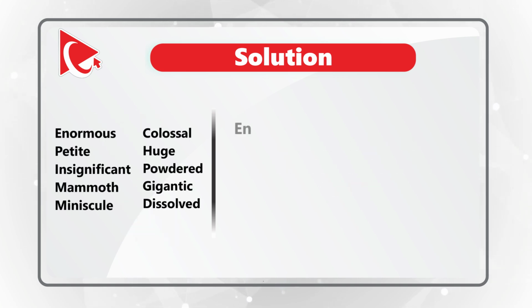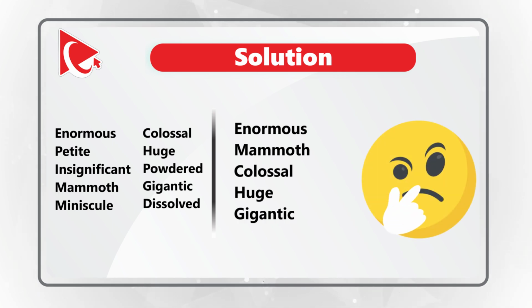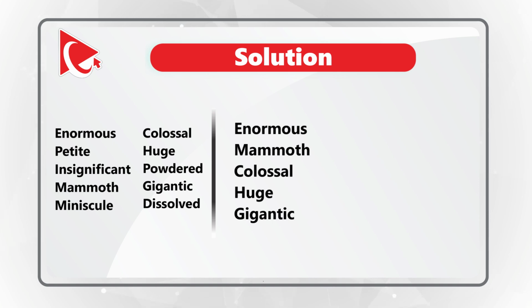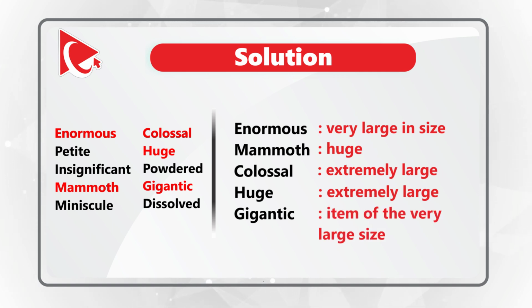The words enormous, mammoth, colossal, huge and gigantic are similar in definitions to the word large. Enormous means very large in size. Mammoth means huge. Colossal means extremely large, as well as the word huge has a similar meaning of extremely large. And then finally, the word gigantic means of a very large size.